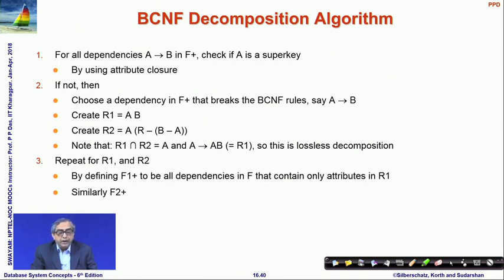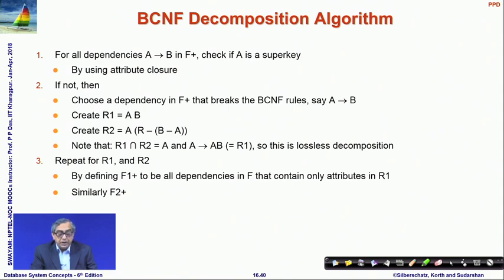BCNF. In every step it decomposes one relation into 2 separate relations. One you get by taking the union of the attributes of A and B, and in the other you take out B minus A, these difference attributes, from R, and then you keep A and make the other relation. Naturally, between these 2, A is a common attribute, and that will determine A B, because A determines B. So, A will determine A B, that is the whole of R1.